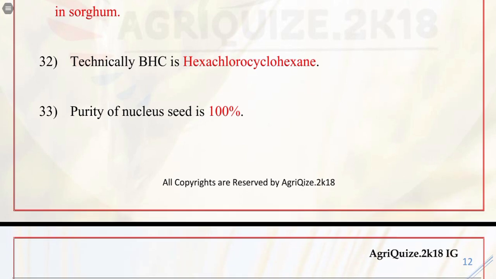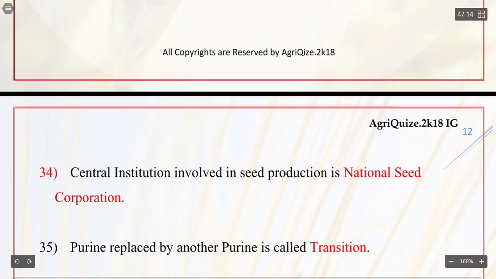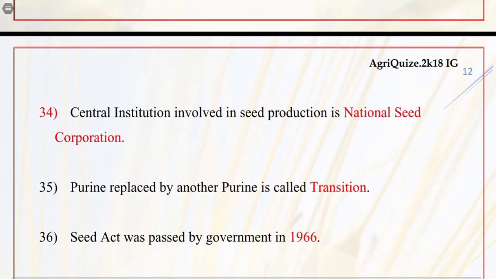Question number 32. Technically, BHC is hexachlorocyclohexane. Next, purity of nucleus seed is 100%. Next, central institution involved in seed production is National Seed Corporation.